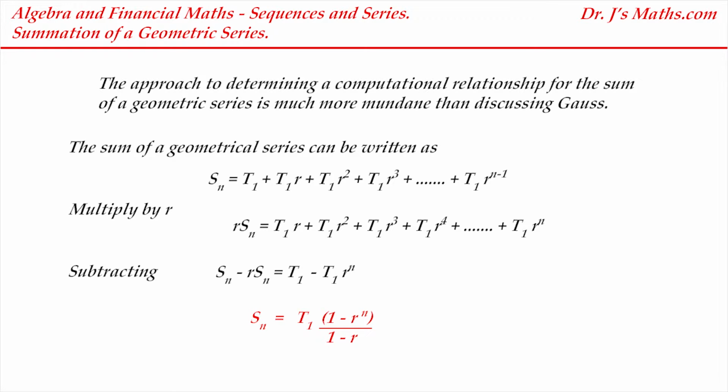we get our computational relationship as Sn is equal to T1 times 1 minus r to the nth over 1 minus r. So the sum of n terms of a GP is calculated by taking the first term and multiplying by a fraction, the numerator of which is 1 minus the common ratio to the nth over 1 minus the common ratio. Notice in this case that the r in the top is raised to the nth term because we have all n terms having to be involved in the sum.